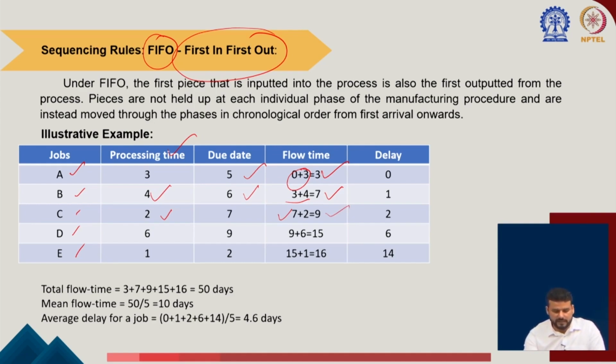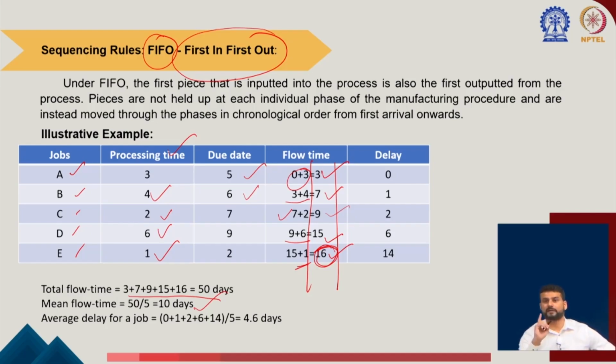And then D job will come, it requires 6 days, or whatever the unit is, yes, it is 6 days. So then it will require 9 plus 6, 15 days. And the last E job requires 1 day. So the total flow time will be the sum of all these flow times, 3 plus 7 plus 9 plus 15 plus 16, right. And then you can find out the average flow time required for each job, which comes to 10 days when you are using the first in first out algorithm, right.